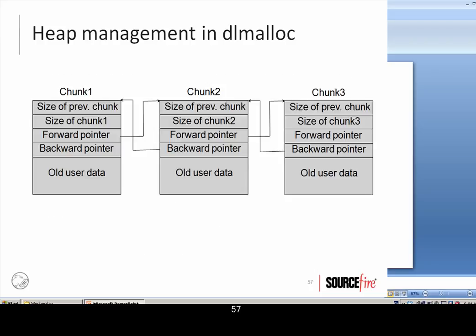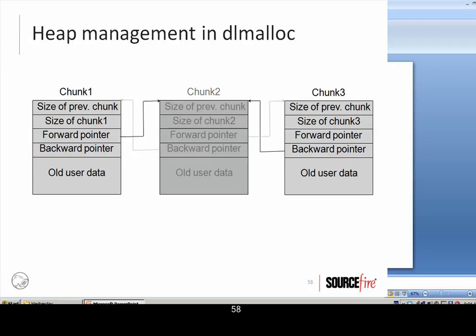So here's a graphical representation which makes it a little more accessible. We have the size of the previous chunk here. These are not necessarily following each other in memory. They can be anywhere in memory, these chunks. They're just all free, and they're stored in the doubly linked list. So chunk 1's forward pointer points to chunk 2. Chunk 2's forward pointer points to chunk 3. And then chunk 3's backward pointer points back to chunk 2, and chunk 2's backward pointer points to chunk 1. So if we're anywhere in the list, we can move anywhere by following the forward or backward pointers, depending on what we want to do.